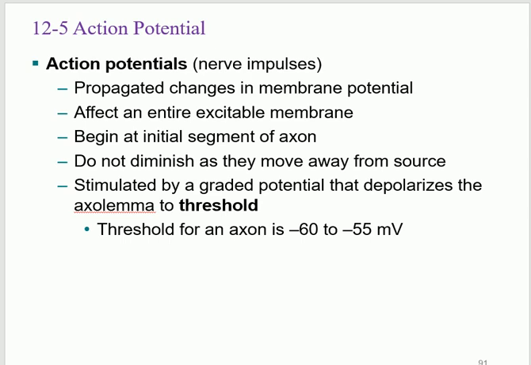The threshold for the action potential is minus 60 to minus 55. I told you guys minus 60. Yes, minus 60 to minus 55. It's usually something in between those. Minus 60 is good enough, but remember that both numbers will be good. It's between minus 60 and minus 55. This is the threshold.